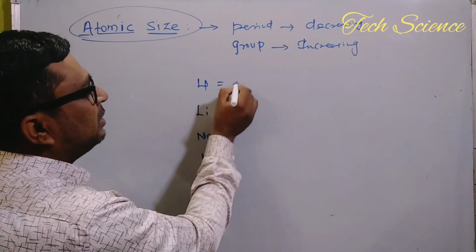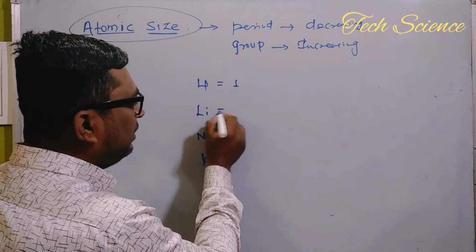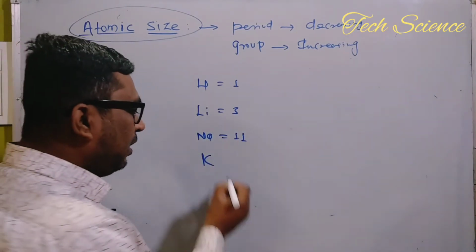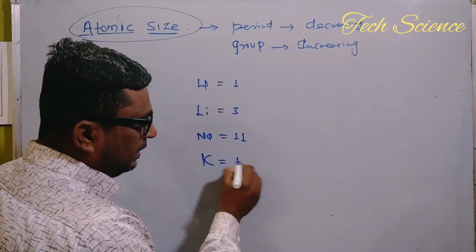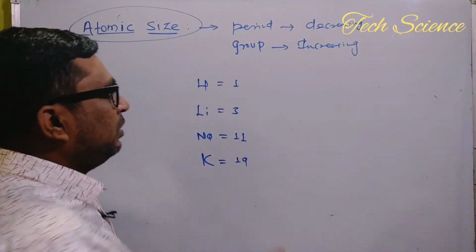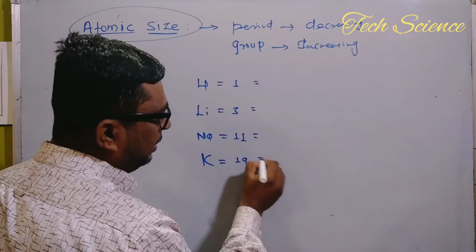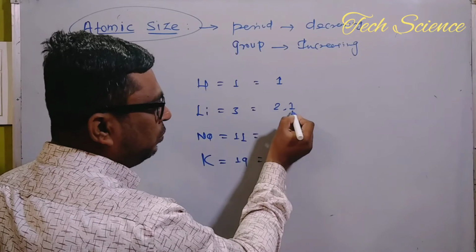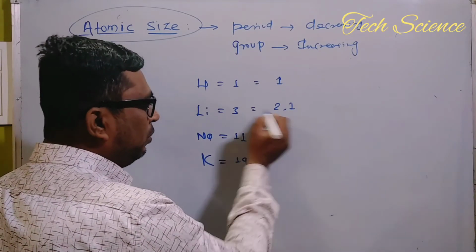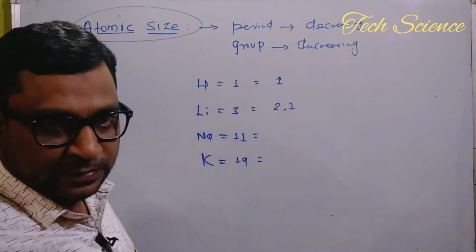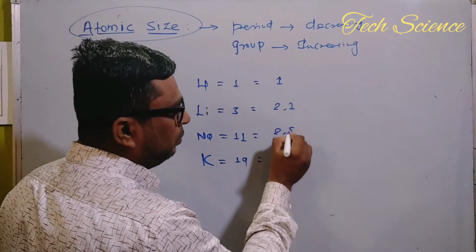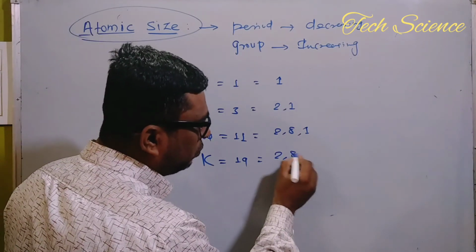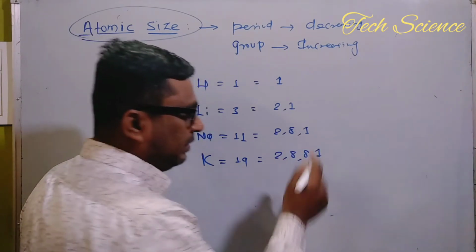What is the atomic number of hydrogen? 1. Atomic number of lithium? 3. Atomic number of sodium? 11. Atomic number of potassium? It is 19, and so on. So if you write the electronic configuration here, first is only 1. Lithium 2, 1. First orbit capacity is maximum 2, that's why 2. Only 1 left, that's why 2, 1. Sodium, just now I told you, 2, 8, 1. And potassium, it is 2, 8, 8, 1.